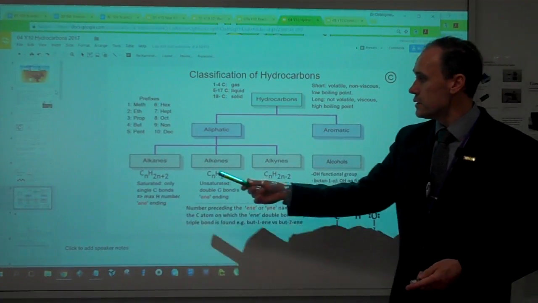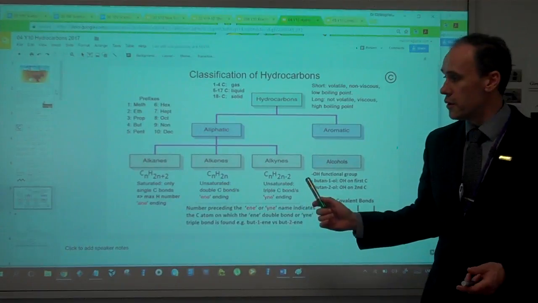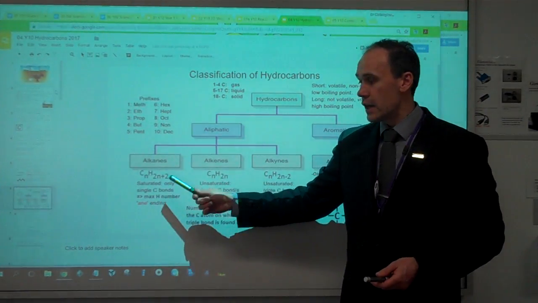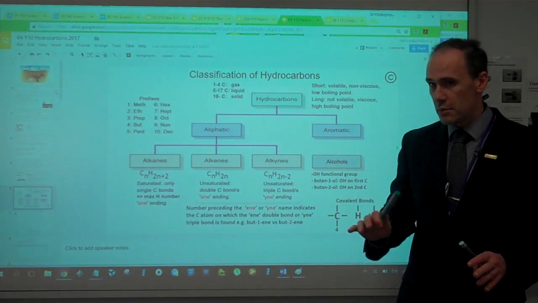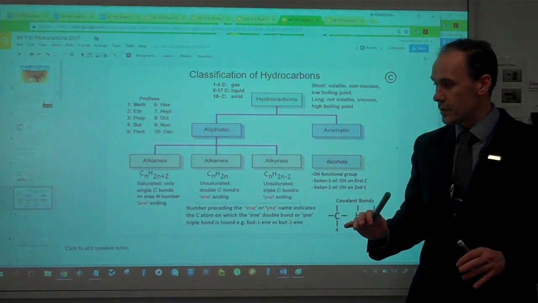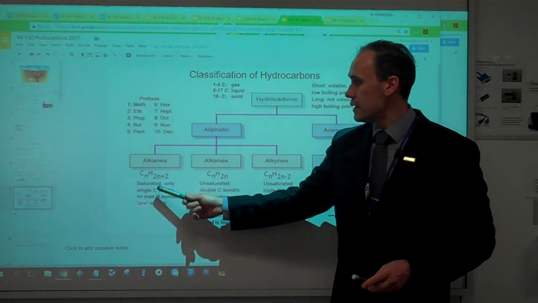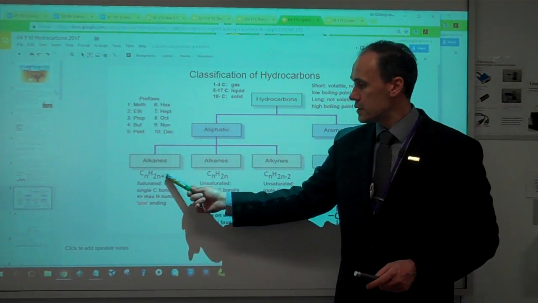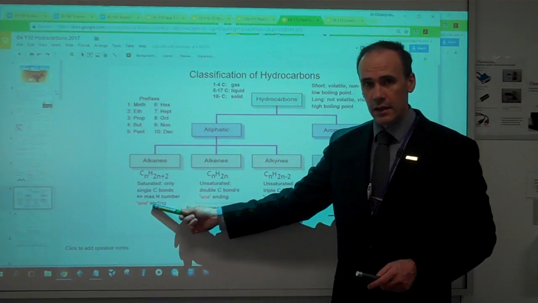Because it has the formulas and it has key terms. What does saturated mean? Only single carbon bonds. There are no double bonds, no triple bonds. That's what an alkane is. The formula is CnH2n+2. You need to know that. It has an ane ending.